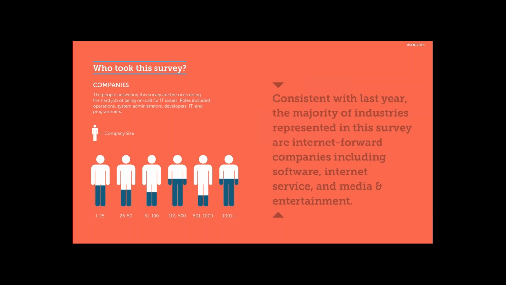The majority of the industries that were represented are those, pretty obviously, that depend on their website to make money.